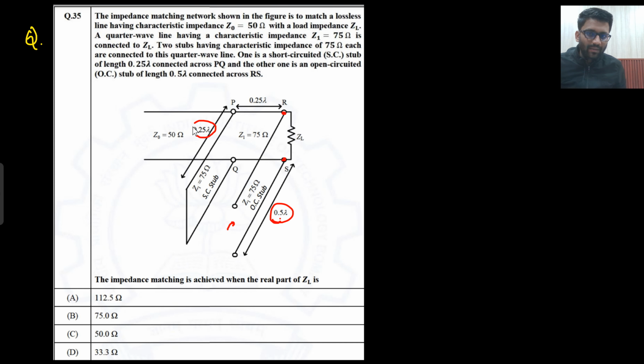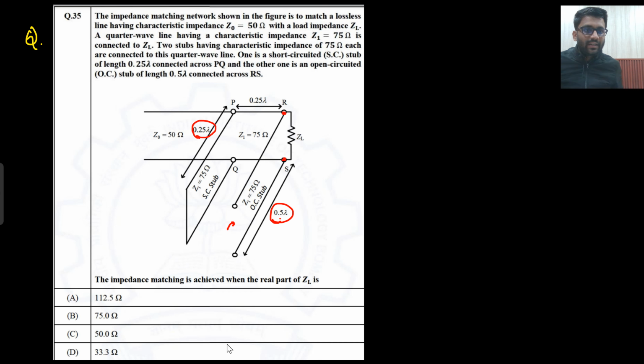Here the length is lambda by 4. Here the length is lambda by 2. So they have connected two stubs here, but those two stubs are of no use. Why is that so? Because this is the length of lambda by 2, open circuit will be replaced with open circuit. This is the length of lambda by 4, short circuit will be replaced with open circuit.